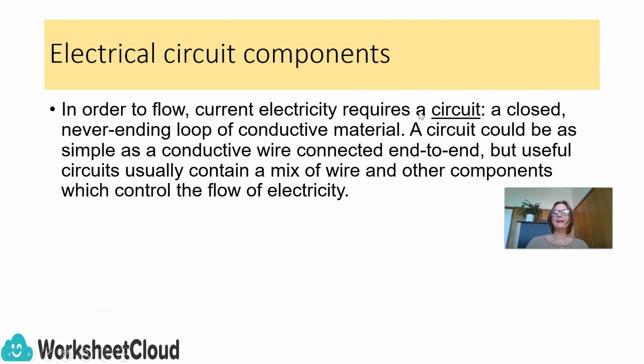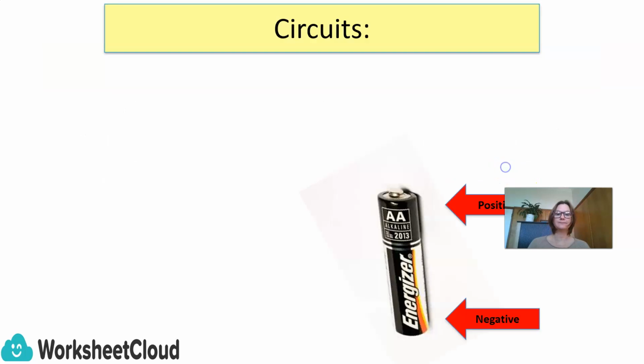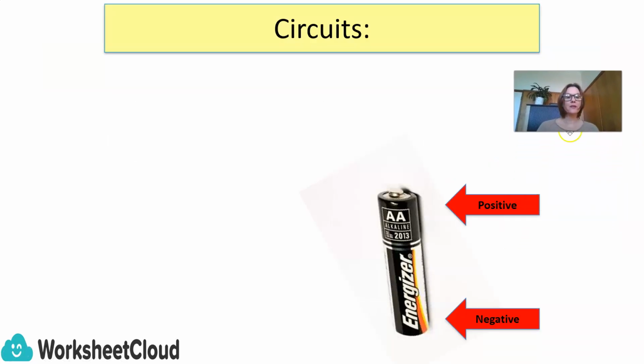So now let's take a look at electrical circuit components. So in order to flow, current electricity requires a circuit, which is a closed, never-ending loop of conductive material. A circuit could be as simple as a conductive wire connected end to end, but useful circuits usually contain a mix of wire as well as other components which control the flow of electricity. So over here we have our batteries, we have our positive side of our battery as well as our negative side over there.